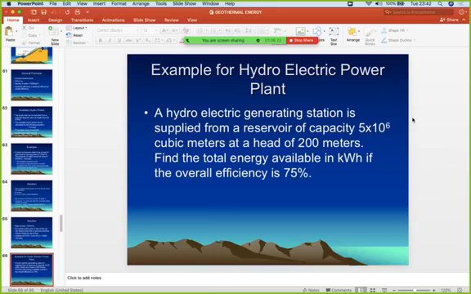Example of a hydroelectric power plant: a hydroelectric generating station supplied from a reservoir of capacity 5 times 10 to the 6 cubic meters. So that's the volume of water. At a head of 200 meters, find the total energy available in kilowatt hours. The total volume of water is in cubic meters per hour. If the overall efficiency is 75%, so every power plant has an efficiency, output over input.